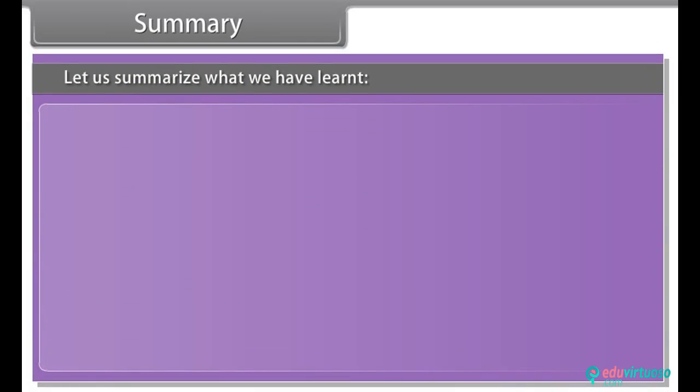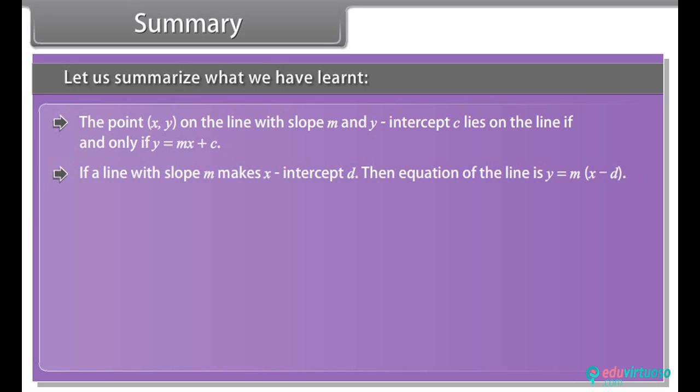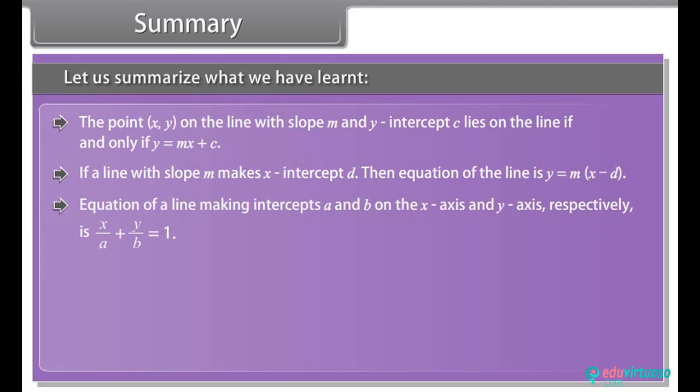Summary. Let us summarize what we have learned. The point (x, y) on the line with slope m and y-intercept c lies on the line if and only if y = mx + c. If a line with slope m makes x-intercept d, then the equation of the line is y = m(x - d). The equation of a line making intercepts a and b on the x-axis and y-axis respectively is x/a + y/b = 1.